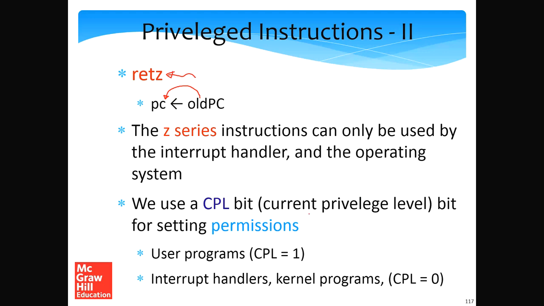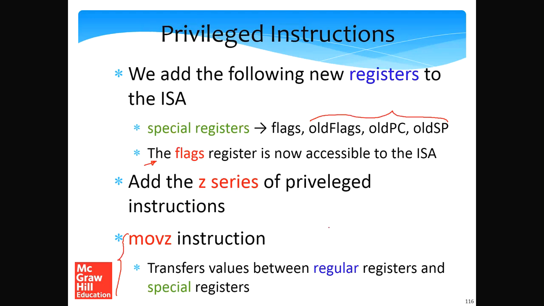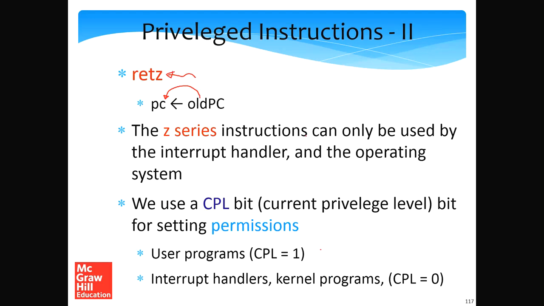The way that we ensure that normal programs cannot access these registers or these instructions is that we use a bit called the CPL bit, the current privilege level bit. For setting permissions, for user programs we set the CPL bit to be 1, and for interrupt handlers and kernel programs we set it to be 0. So the user programs will use a certain kind of registers and instruction encoding. They will not be able to see the special additional registers, old flags, old PC, old SP, or even the flags register for that matter. They can see it implicitly but not explicitly.